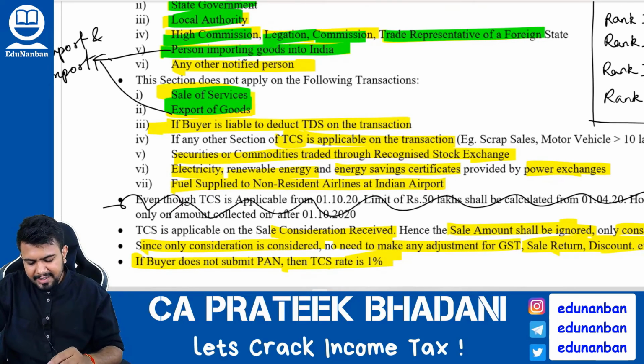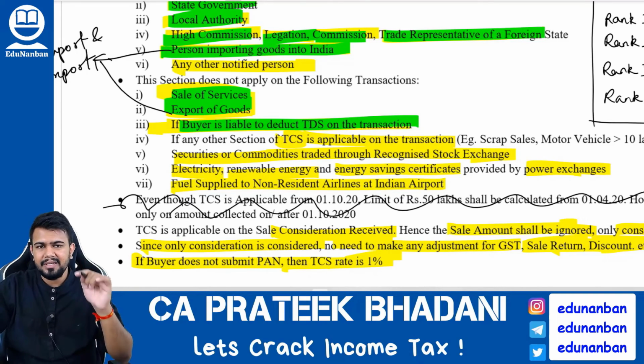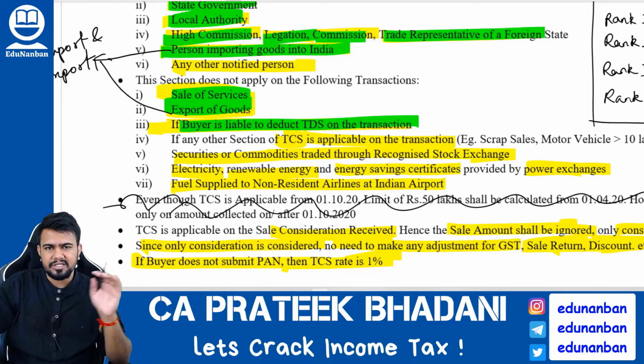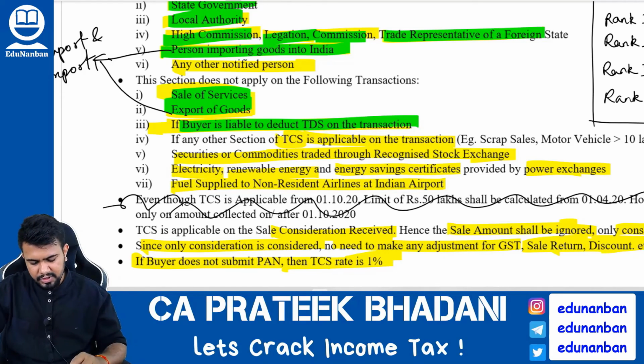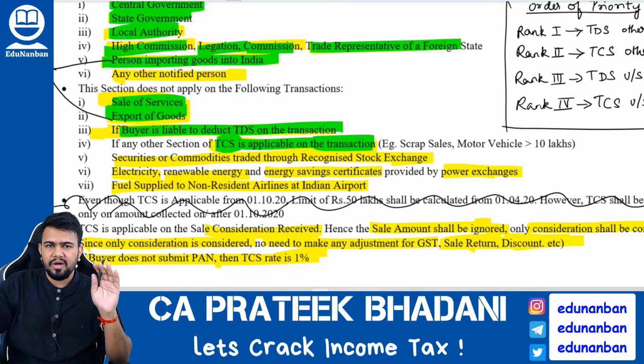Next, if buyer is liable to deduct the TDS, then this section will not be applicable. Hence, if TDS is applicable, this section, that is 206C1H, will not be applicable on sale of goods. Next, if there is any other section of TCS which is applicable, then this section will not apply.